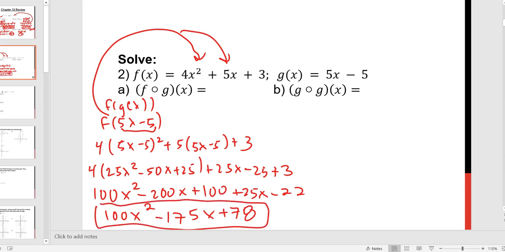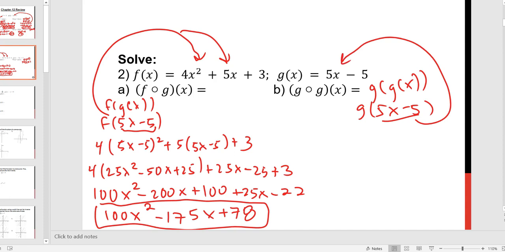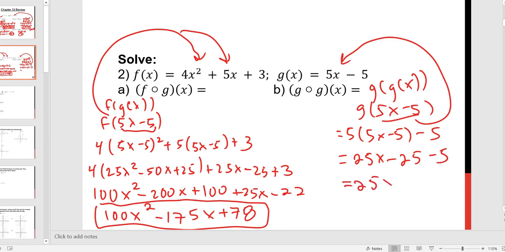g of g of x, g of 5x minus 5. This 5x minus 5 gets plugged back into itself, into the g function. So it becomes 5 times, in place of the x, we put 5x minus 5, minus 5. 25x minus 25 minus 5, 25x minus 30.